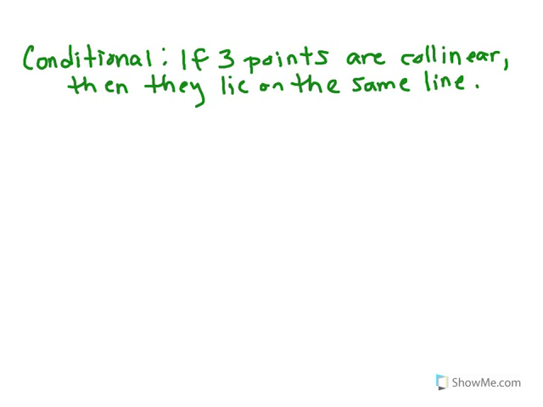Alrighty, so here we go. Our conditional statement this time is if 3 points are collinear, then they lie on the same line. Let's first determine if that's true or false. Alright, if you said true, you would be correct. That is a true statement. Now I want us to write the converse. And if you think you know what it is, I want you to write it out first and then check it with my answer.